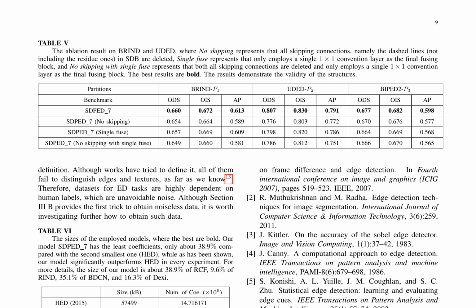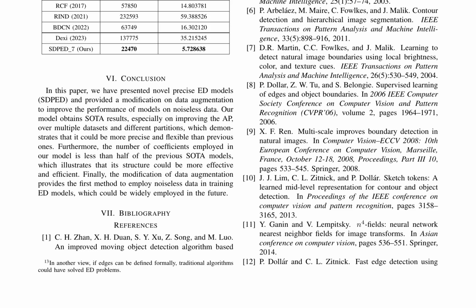The paper presents a novel precise edge detection model, SDPED, and a modification on data augmentation to improve the performance of models on noiseless data. The model obtains state-of-the-art results, especially in improving the AP, over multiple datasets and different partitions, demonstrating its precision and flexibility compared to previous models. Furthermore, the number of coefficients employed in the model is less than half of the previous state-of-the-art models, illustrating its structure could be more effective and efficient.